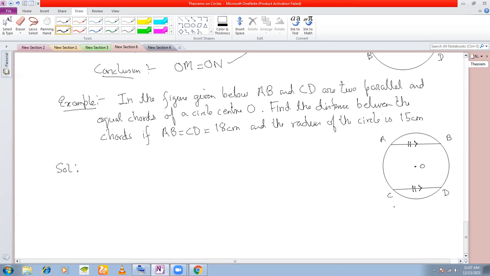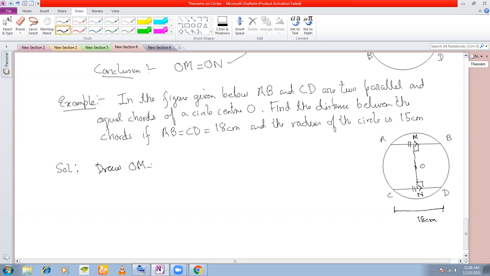And the length of each chord is how much given? 18 centimeters. So this length is given to be 18 centimeters. And the radius of the circle is 15 centimeters. You need to find out the distance between the chords. Now see here, if from here I drop a perpendicular and call this point M, and from here if I drop a perpendicular and call this point N, then what is the distance between the chords?